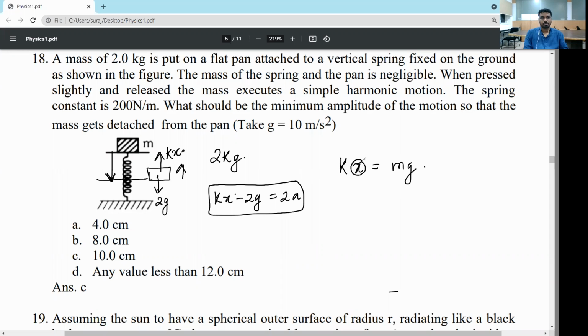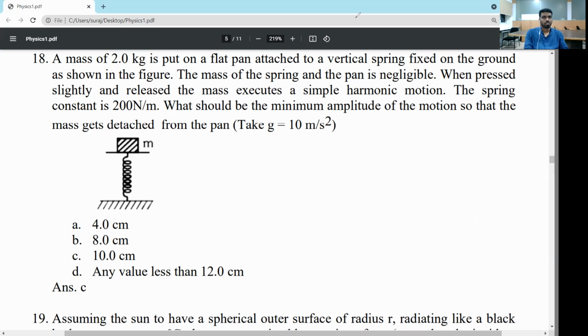Now x I need to find. mg is 2 into g, which is 10, divided by k, which is 200. That is 1 by 10 into 100, right? This will be 10 centimeter. 1 by 10 meter, so into 100, that is 10 centimeter. Fine, this is option C. Question number 19.